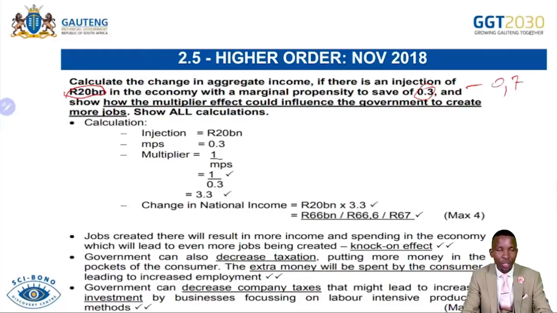Show all calculations. So now, the first thing you need to know here, you must know the value of the multiplier, which will be 3.33. After that, you calculate the multiplier effect, which is regarded as the change in the aggregate national income. So multiplier effect, you say K times J.